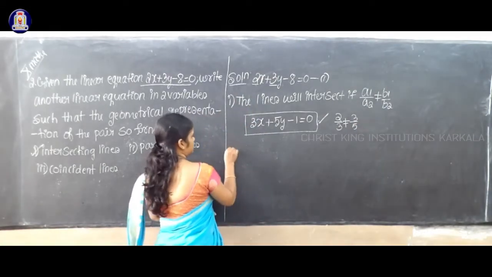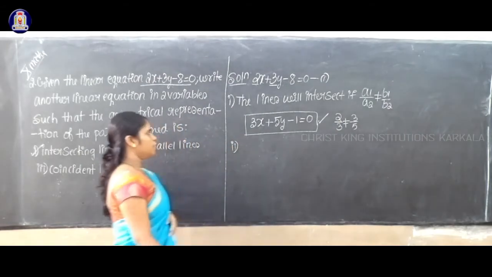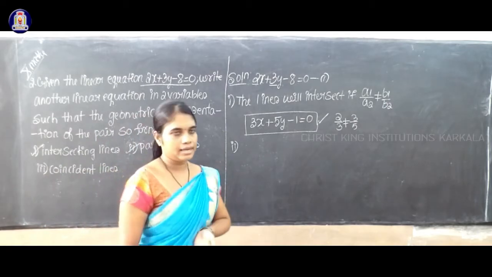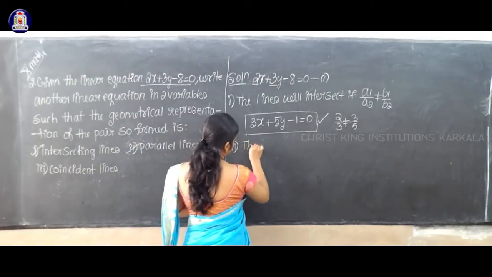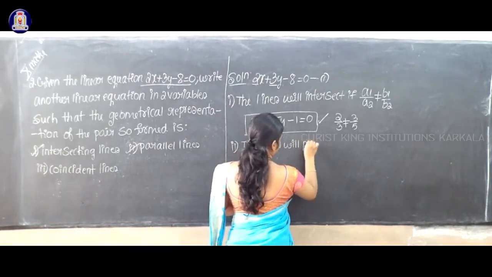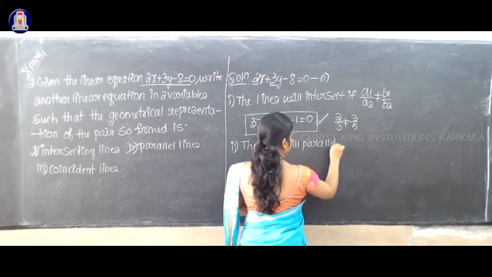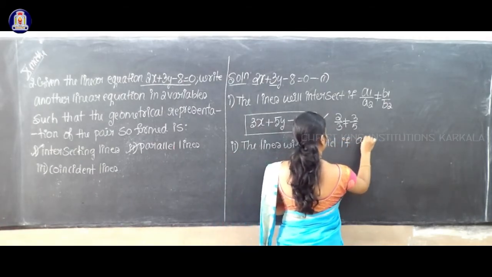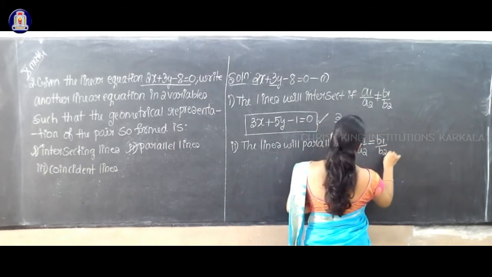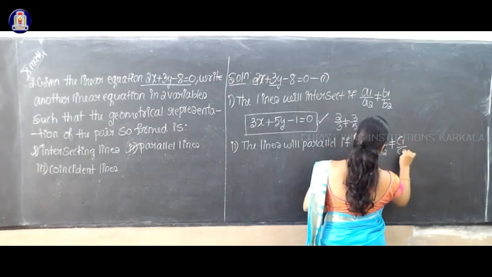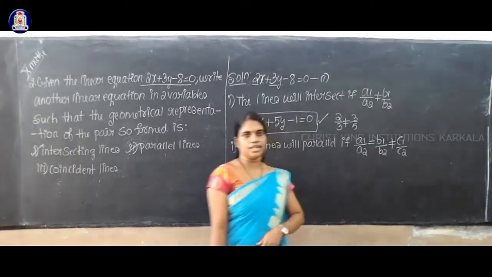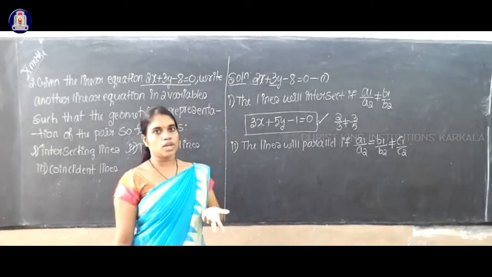So next, the second question we will see. What about your second question? Parallel lines. When will any two lines be parallel? The lines will be parallel for what condition? a1 by a2 is equal to b1 by b2 is not equal to c1 by c2. If your equations satisfy this condition, then you can say that those two lines are parallel.